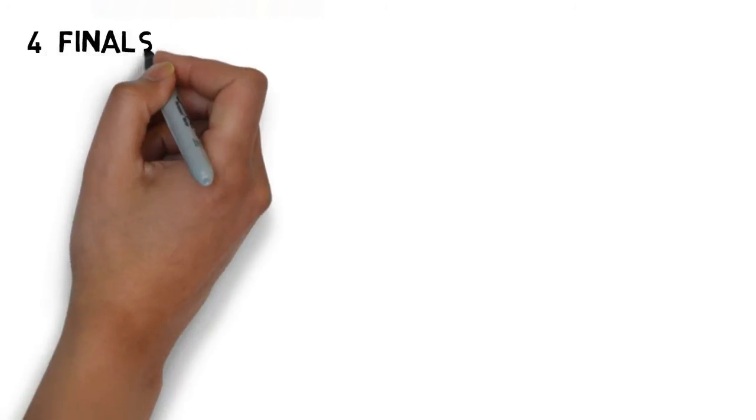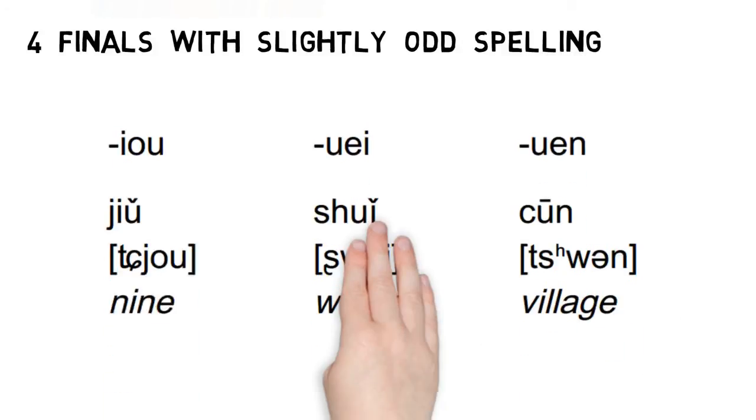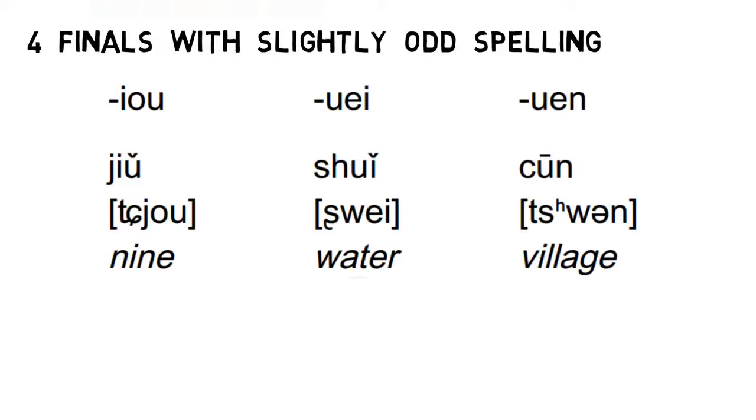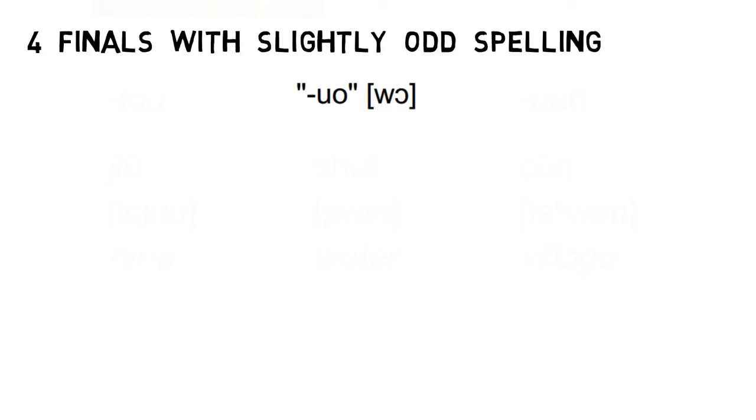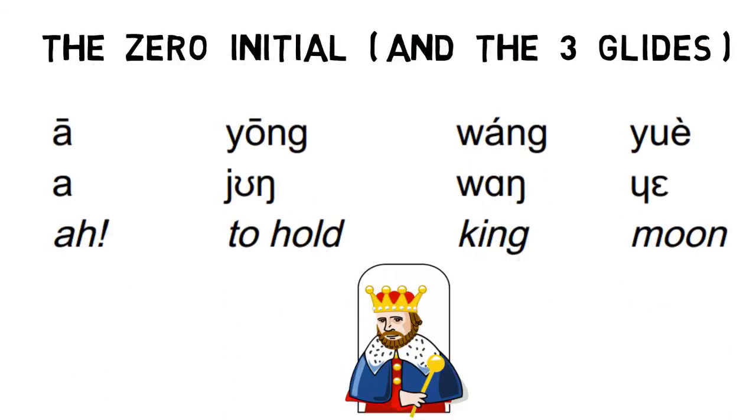And that's it for Pinyin spelling rules. To quickly review, we went over 4 groups of rules. First, we covered a few finals that are pronounced a little differently from how they're spelled. Namely you, wei, and wen, which are spelled without their middle letter, as in jiu, shui, and cun. And we covered wo, which drops its u when it shows up in front of b, p, m, or f, as in bo, po, mo, and fo. Then we talked about zero initial syllables, which sound like a, yong, wang, and yue, and are spelled like this. Basically, you just replace all I's, U's, and U with umlauts with Y's, W's, and YU's, respectively.